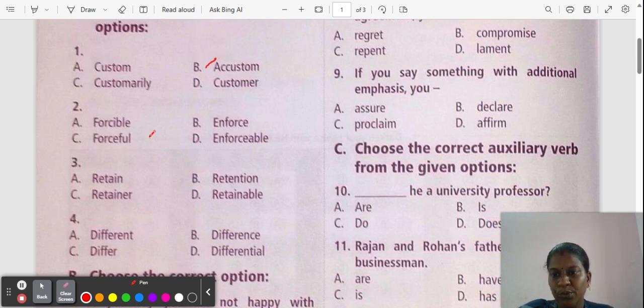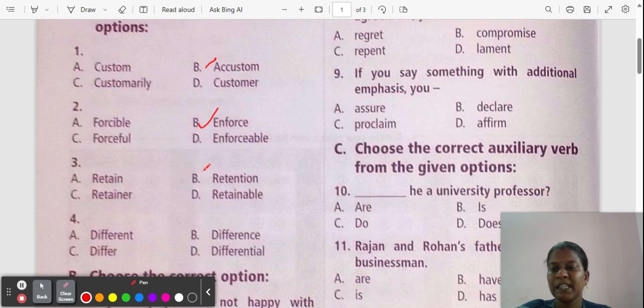Then question number 2. Option A forcible, option B enforce, option C forceful, option D enforceable. Forcible means done using force. Enforce means to make people obey a law or rule. Forceful means having the power to persuade people. Enforceable means possible to make somebody obey or accept. Here the verb is option B, enforce.